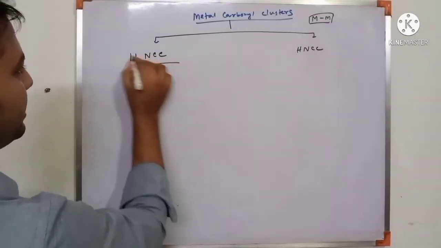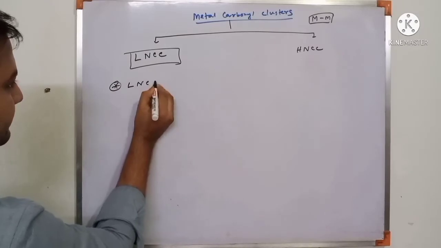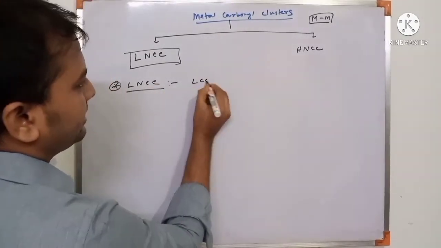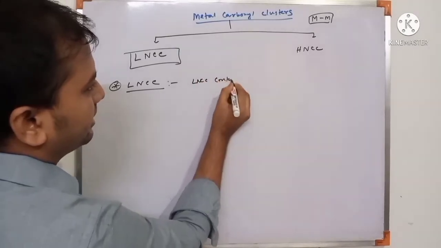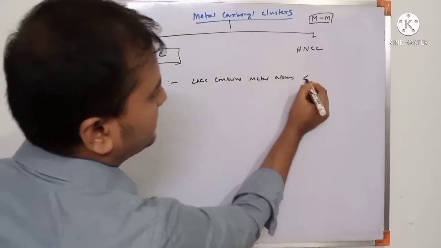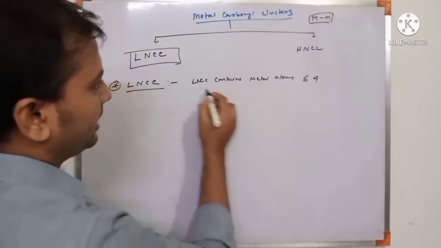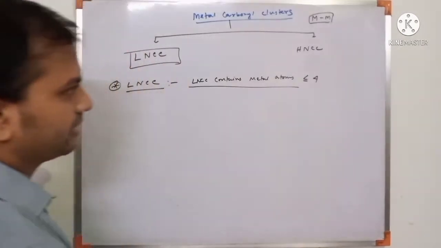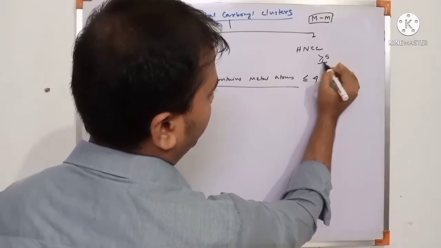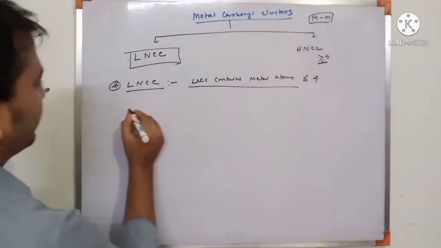Now, low nuclearity carbonyl cluster, first I discuss LNCC. LNCC contains metal atoms less than or equal to 4. Metal atoms 4, 3, 2 apply to LNCC, and greater than or equal to 5 apply to HNCC.